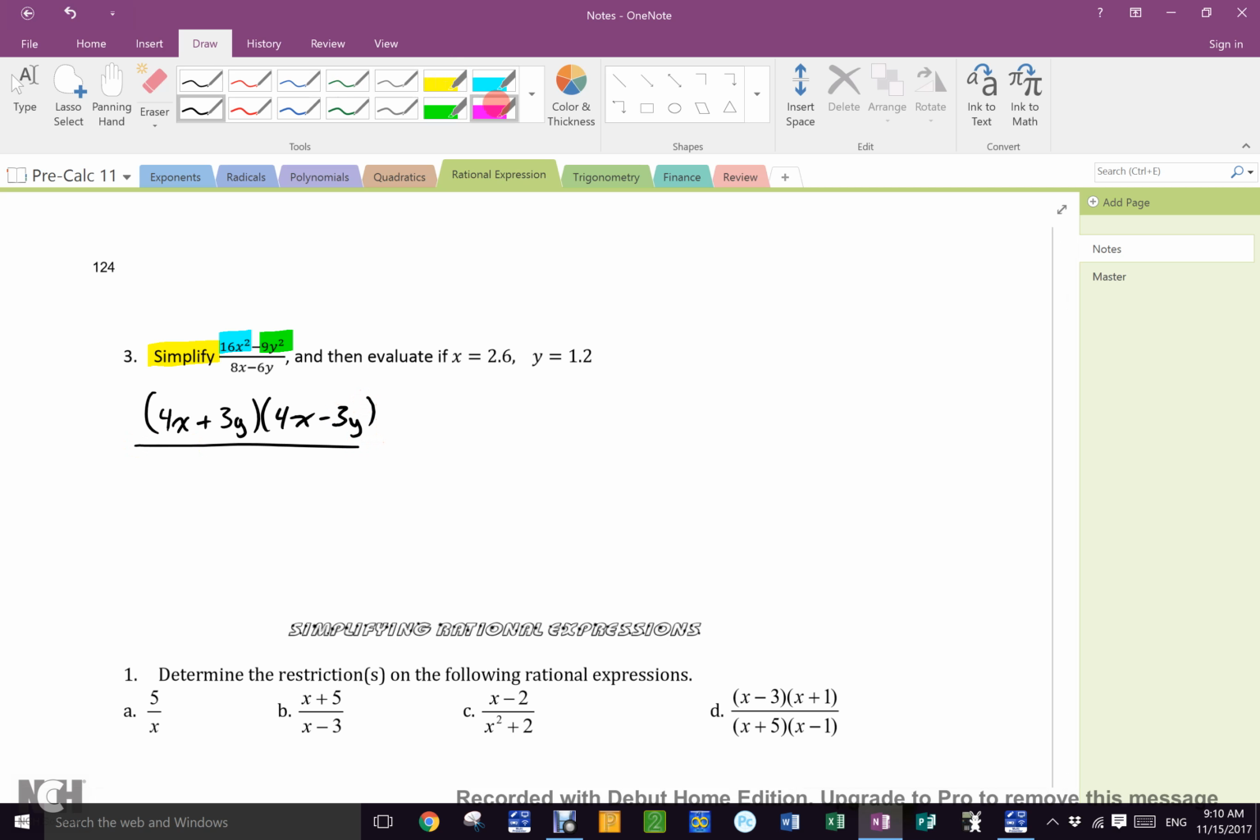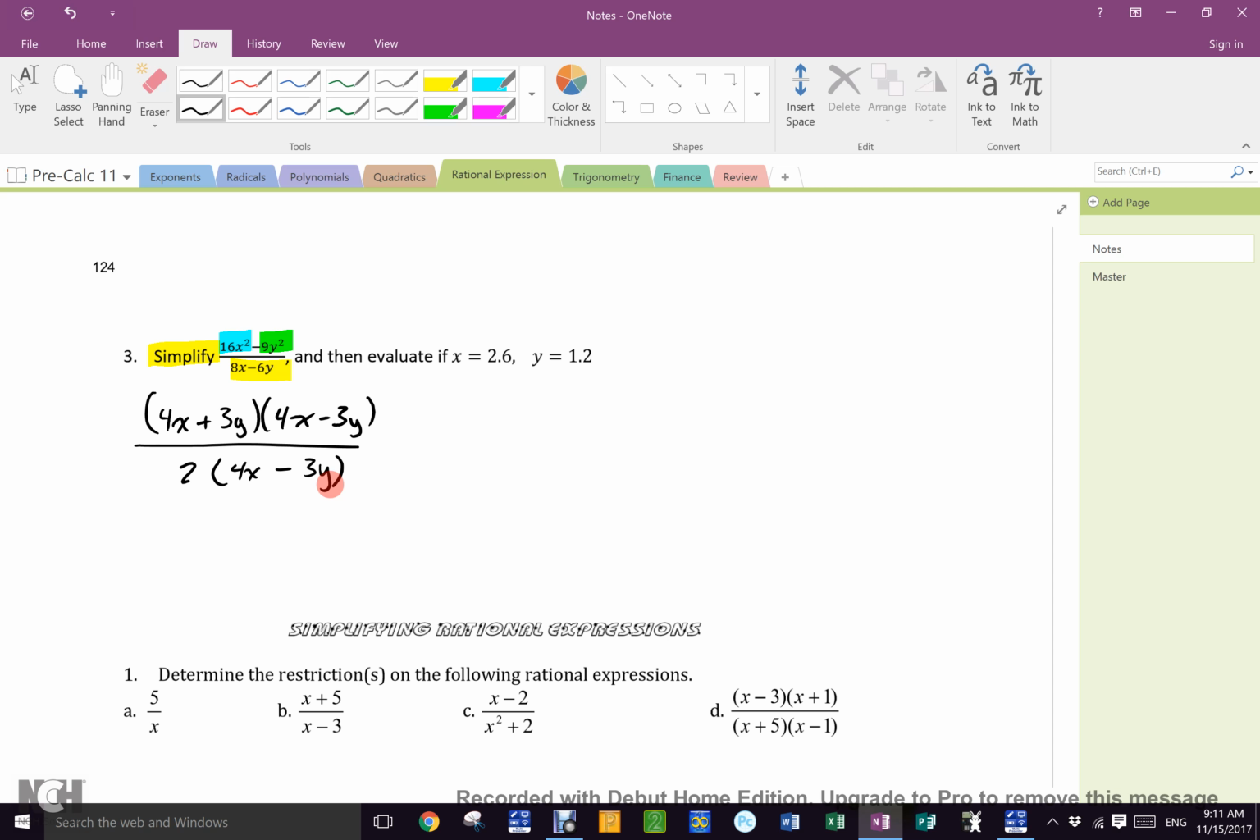Can I factor the bottom one, which is in yellow? Is there something shared between 8x and 6y? 2. So I'm going to bring out a 2. What's 8x divided by 2? 4x. What's 6y divided by 2? 3y. Am I now fully factored? Yep.